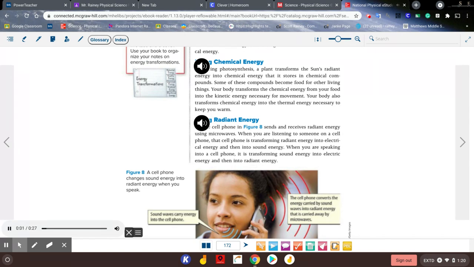Using radiant energy. The cell phone in Figure 8 sends and receives radiant energy using microwaves. When you are listening to someone on a cell phone, that cell phone is transforming radiant energy into electrical energy and then into sound energy. When you are speaking into a cell phone, it is transforming sound energy into electric energy and then into radiant energy.